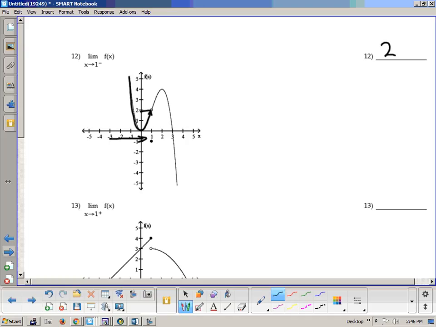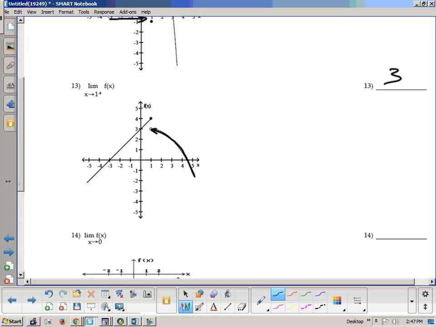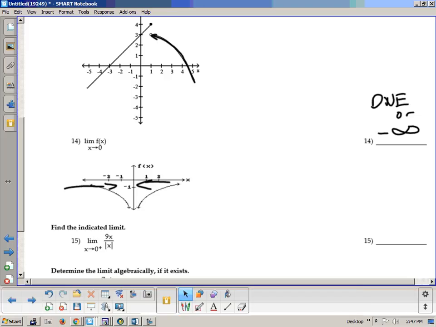Okay, looking at this graph here. Again, feel free to pause the video anytime or reverse it if kids have questions. 13. As x approaches 1 from the right-hand side, it is 3. Moving on to 14, x approaches 0 from both sides. This limit looks like it doesn't exist, or it's negative infinity, or you could say does not exist. It doesn't say 1, that says does not exist.